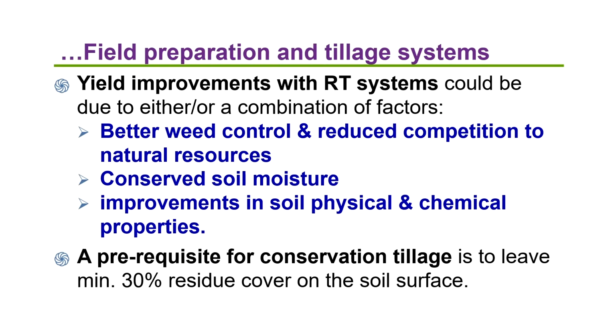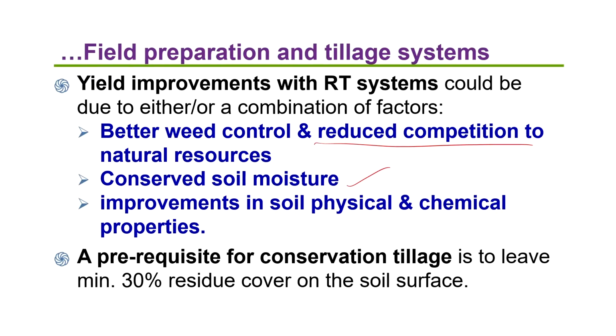Yield improvement with reduced tillage systems could be due to either one or a combination of factors. Let us see why these reduced tillage systems are useful. Better weed control and reduced competition. This is important: reduced competition for natural resources. Conserved soil moisture, because in this case you put some mulching, and mulching will reduce evaporation, and of course then you will get the water conserved in the soil.